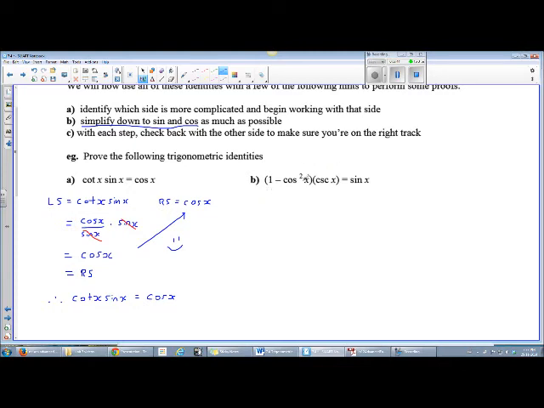So here we've got something a little bit more complicated than the first. We've got 1 minus cosine squared x times cosecant x equals sine x. So the left side is 1 minus cosine squared x times cosecant x, and the right side is sine x. And so, obviously, the left-hand side is more complicated.